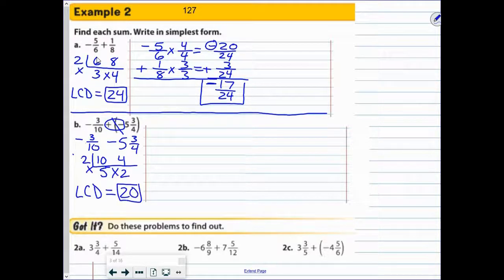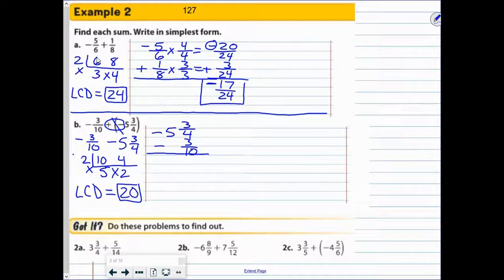Let's rewrite our problem. Since both are negative, it doesn't matter what order I put them in because I'm going to add, but let's get in the habit of trying to put the larger looking fraction on top. And in this case, negative 5 3/4, having a whole integer as part of it, is going to be larger. So negative 5 3/4 on top and negative 3/10 on the bottom.